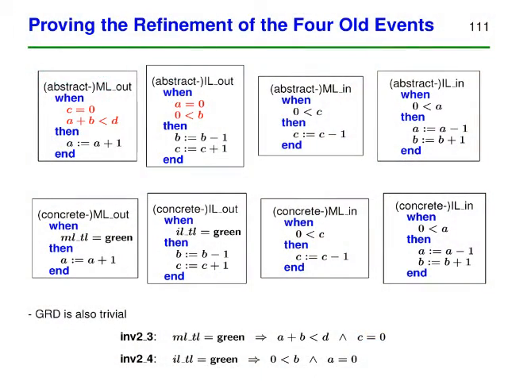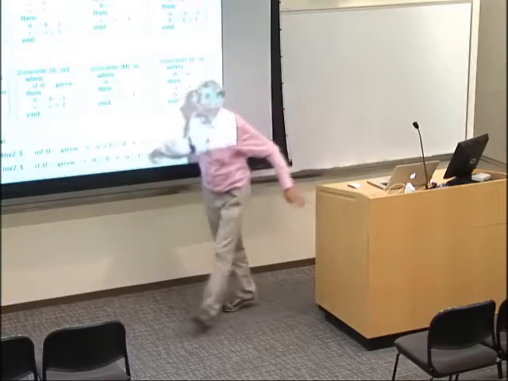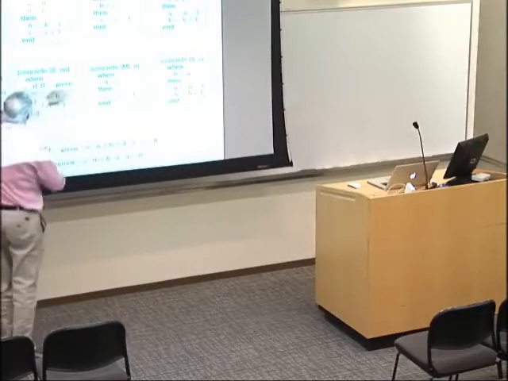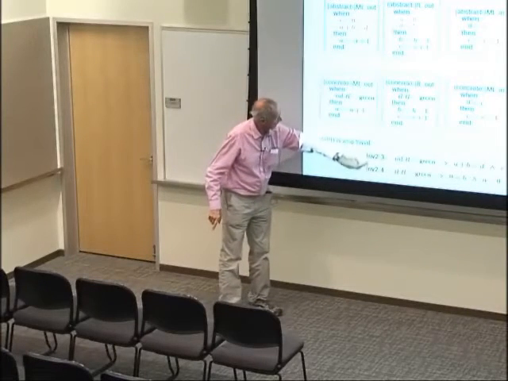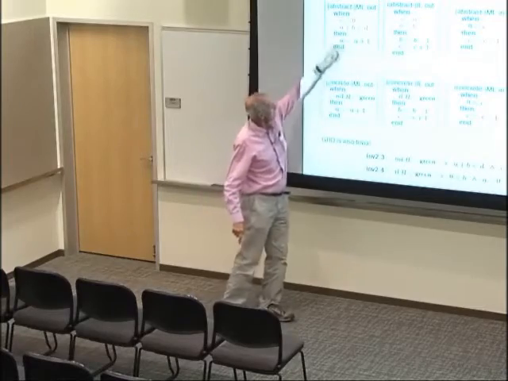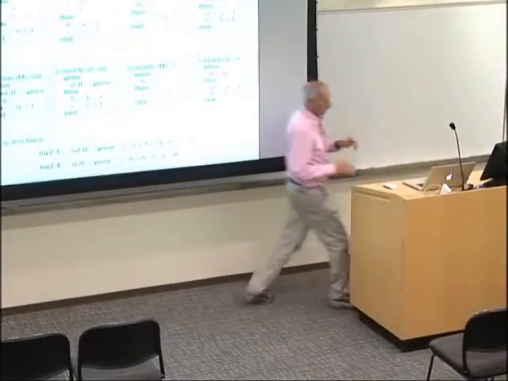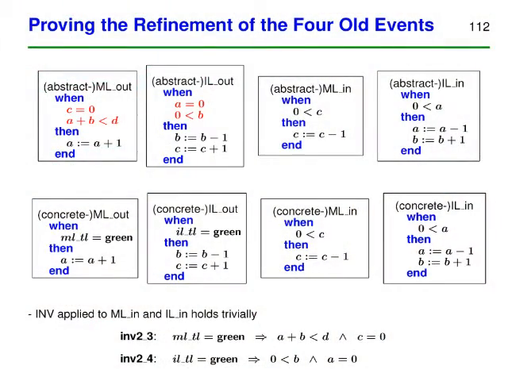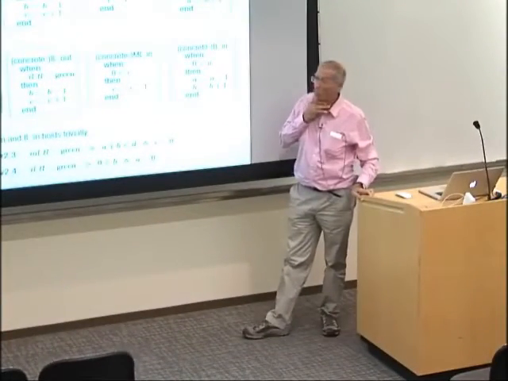And now we have to prove the guard. The guard is trivial in these two cases, because in these cases this is the same guard. Precisely, I've already explained this, precisely because of this invariant. This guard implies this one, and this guard implies this one. So far we are safe, it's not too difficult. And then inv applied to these two is all trivial.